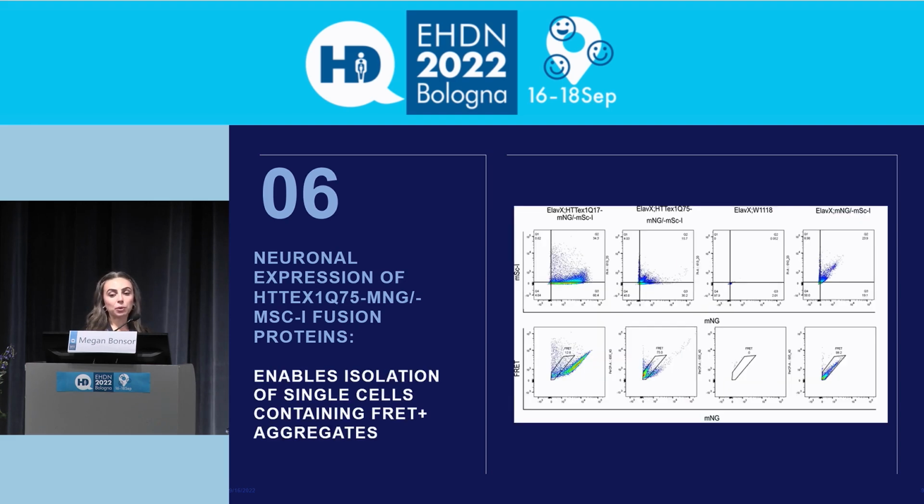And finally, we were able to isolate single cells from the whole brain of the Drosophila, and these were live single cells. By analyzing these single cells using a method called FACS, we were able to show that there's an increase in a FRET-positive cell population with our Q75 expressing flies. And we can use a gating strategy of this FACS to select cells that have this FRET-positive signal, and therefore select cells, live cells, that have aggregates.